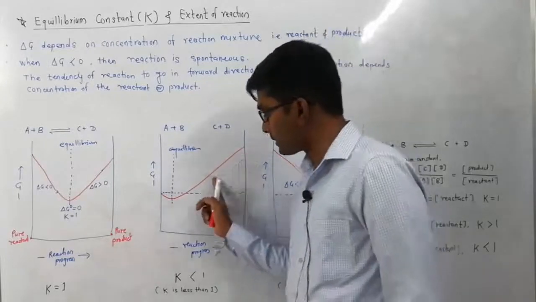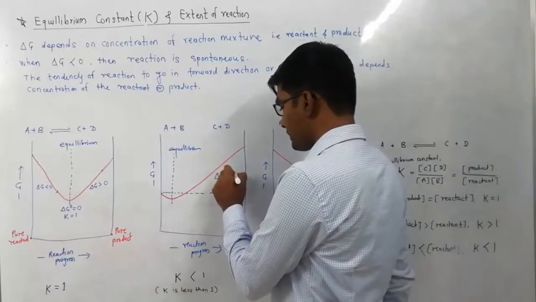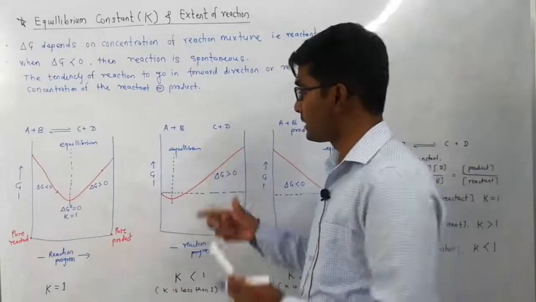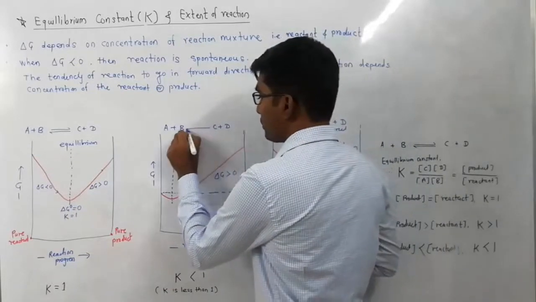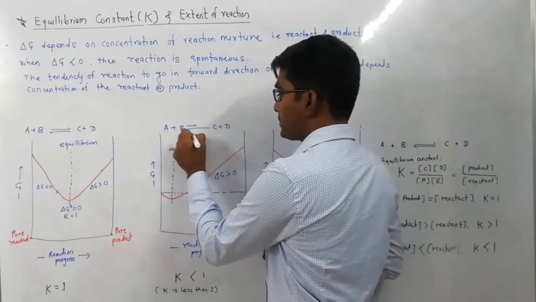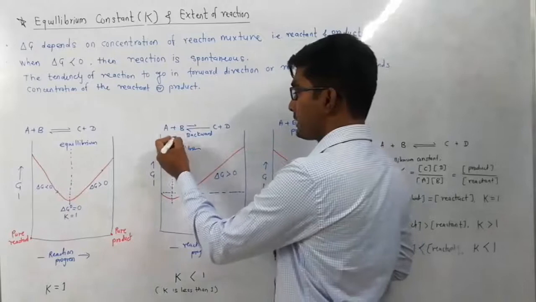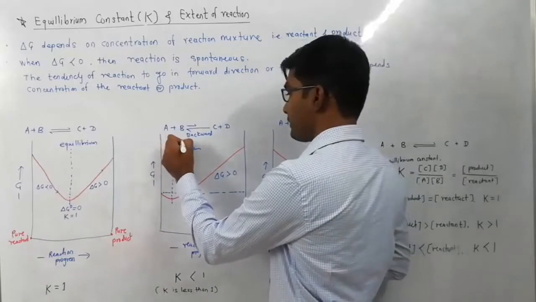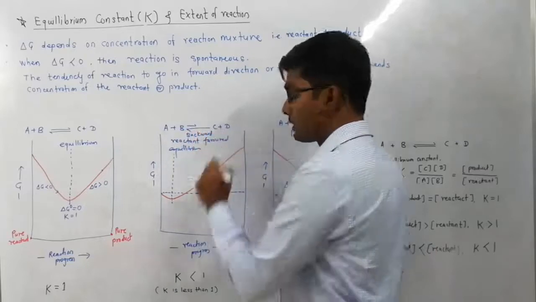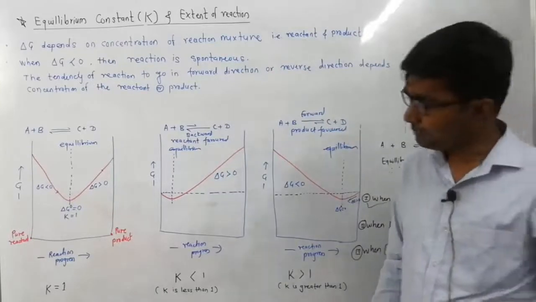here delta G is greater than 0 and here delta G is greater than 0. What will be the answer in this case? The reaction is more backward favored than forward favored. We can say this is the reactant favored, the reaction is reactant favored.